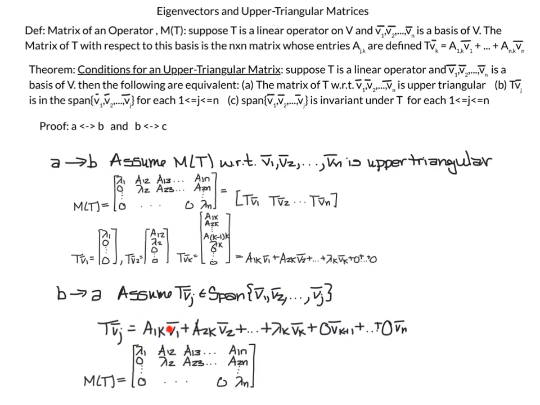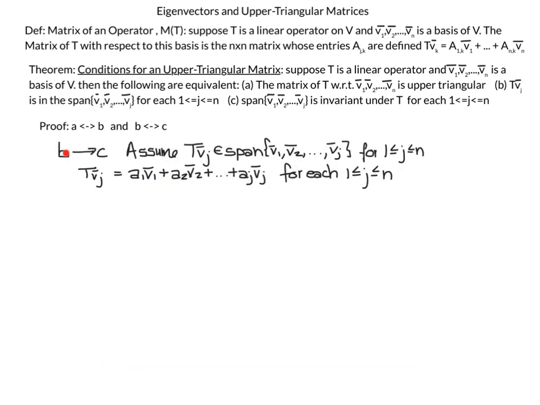Which means our matrix now, because we're going to go column by column, is going to look like this. T of v1 is going to have only our coefficient in v1, and I just renamed this lambda 1. Our v2 then, our second column, is going to be our two coefficients and then zeros all the way down. So we get our upper triangular matrix.